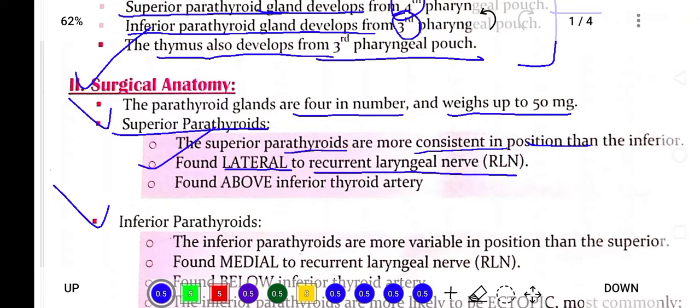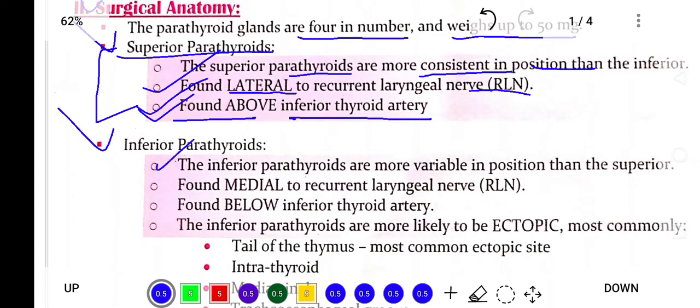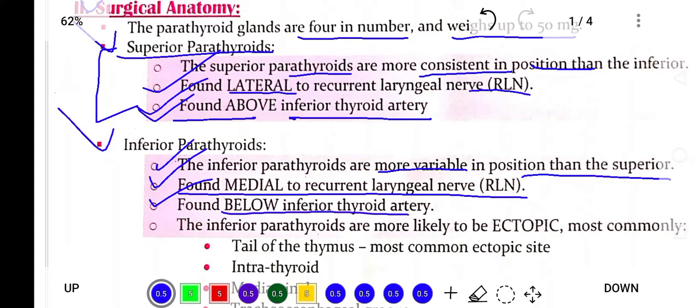So during surgery of the parathyroid gland, we have to take care of the recurrent laryngeal nerve, because damage to the recurrent laryngeal nerve can cause hoarseness of voice. These are found above the inferior thyroid artery. So these are the anatomical landmarks of the superior parathyroid gland, and the inferior parathyroid glands are more variable in position than the superior ones, and they are found medial to the recurrent laryngeal nerve. The superior are found lateral, and the inferior are found medial to the recurrent laryngeal nerve, and they are found below the inferior thyroid artery.